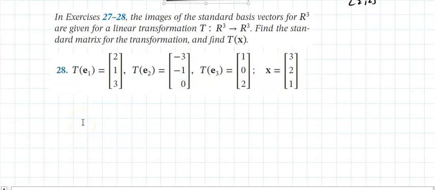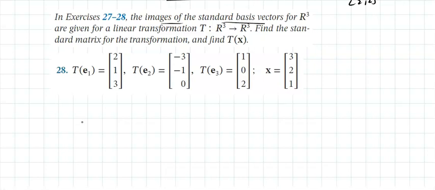Now the last part, it's really also straightforward. Again, getting used to that language. The image of a standard basis vector for R3 is given in the linear transformation. We're mapping R3 into R3. Find the standard matrix. So this is what they're saying. They took T applied on E1, E2, and E3, and this is what they got.